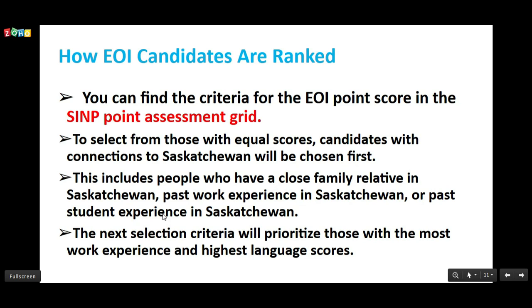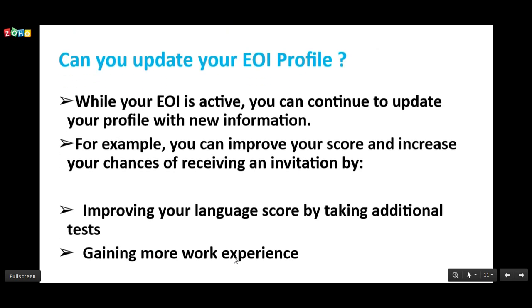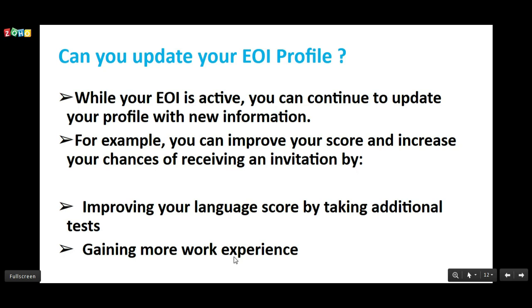After that, they will apply another criterion, which is the most work experience, for those who do not have a connection with Saskatchewan. If there is again a tie, then the second parameter is work experience, and the third parameter will be the highest language scores. Okay, so this is how your profile will be ranked in the EOI system.